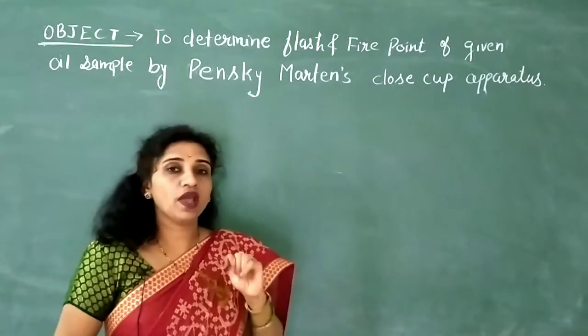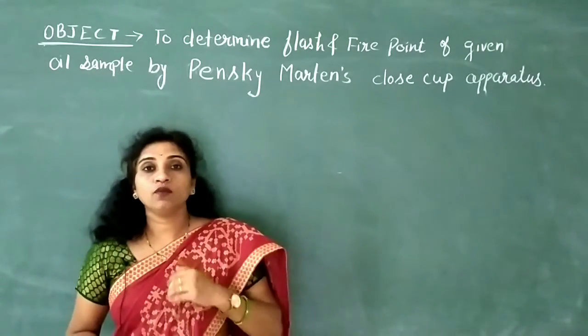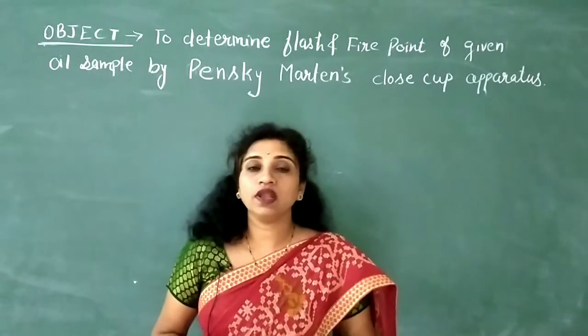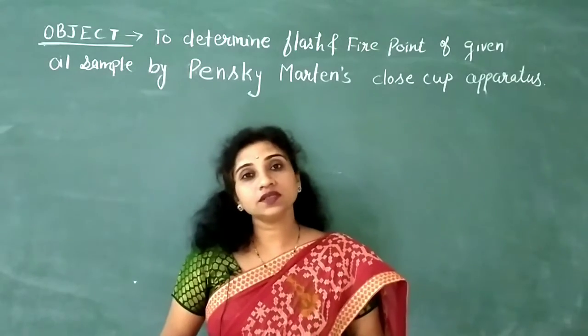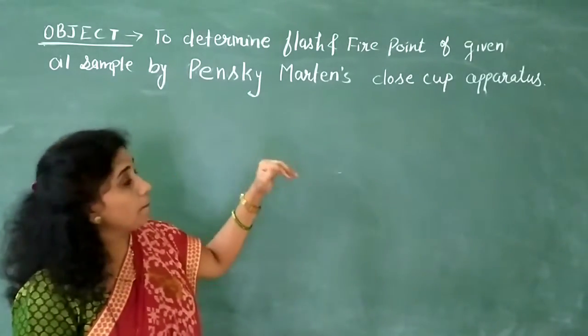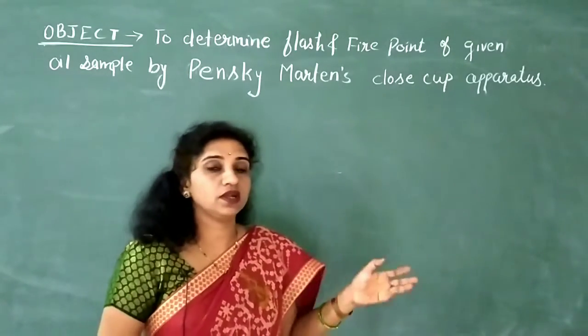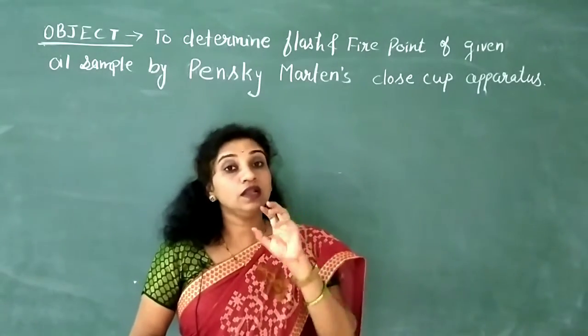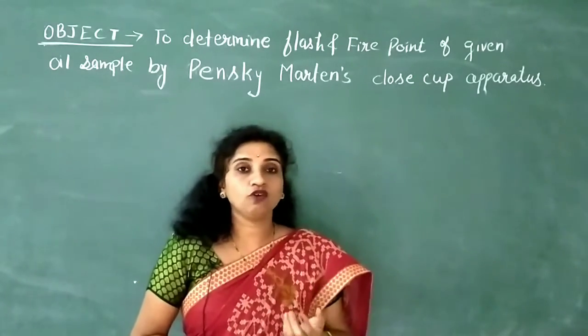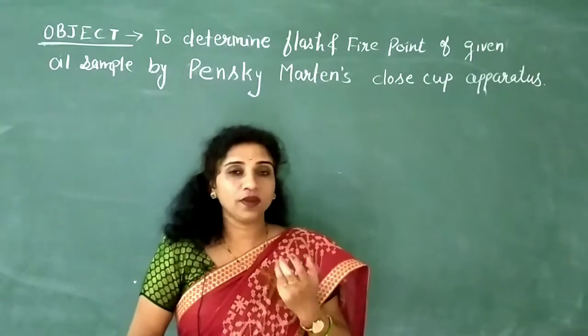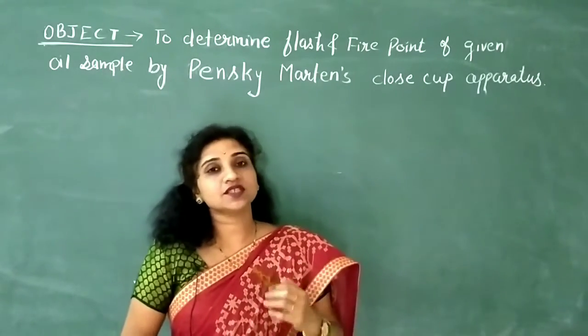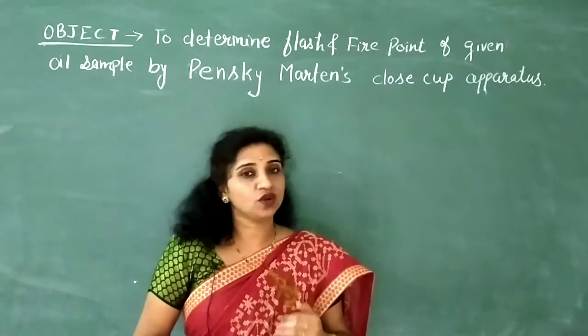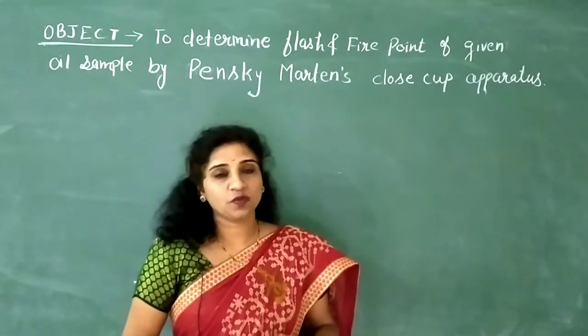Marten closed cup apparatus. We have already discussed the Cleveland open cup apparatus. This is the Pensky Marten closed cup apparatus, which means the oil cup has a lid and the design of the lid is very complicated. So we will discuss lots of questions based on the Pensky Marten closed cup apparatus.